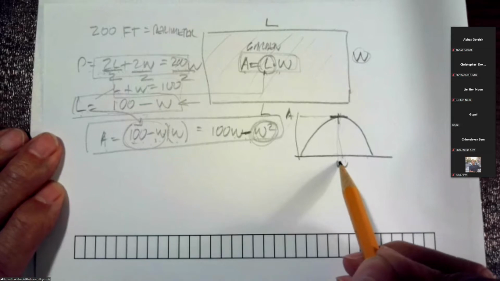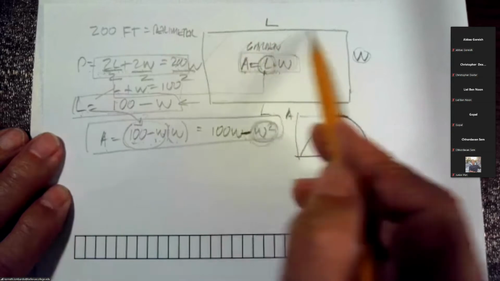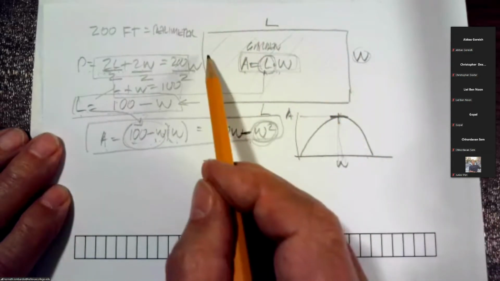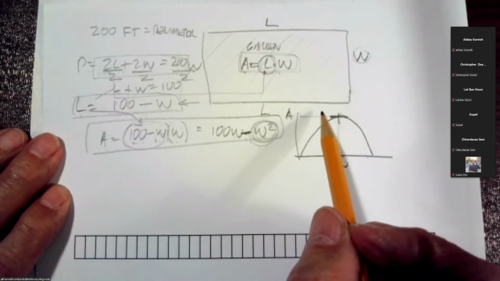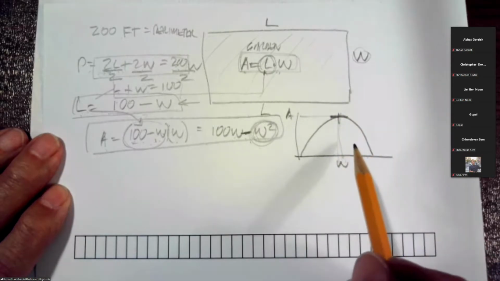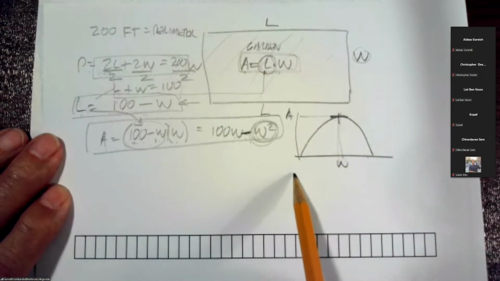That may not be what the question is, but if we wanted to find the maximum area, we could. There may be other restrictions on the size of the length and width of this garden. But if we said, we want to maximize the area here, what's the width going to be? We could do that. Okay. Thank you.